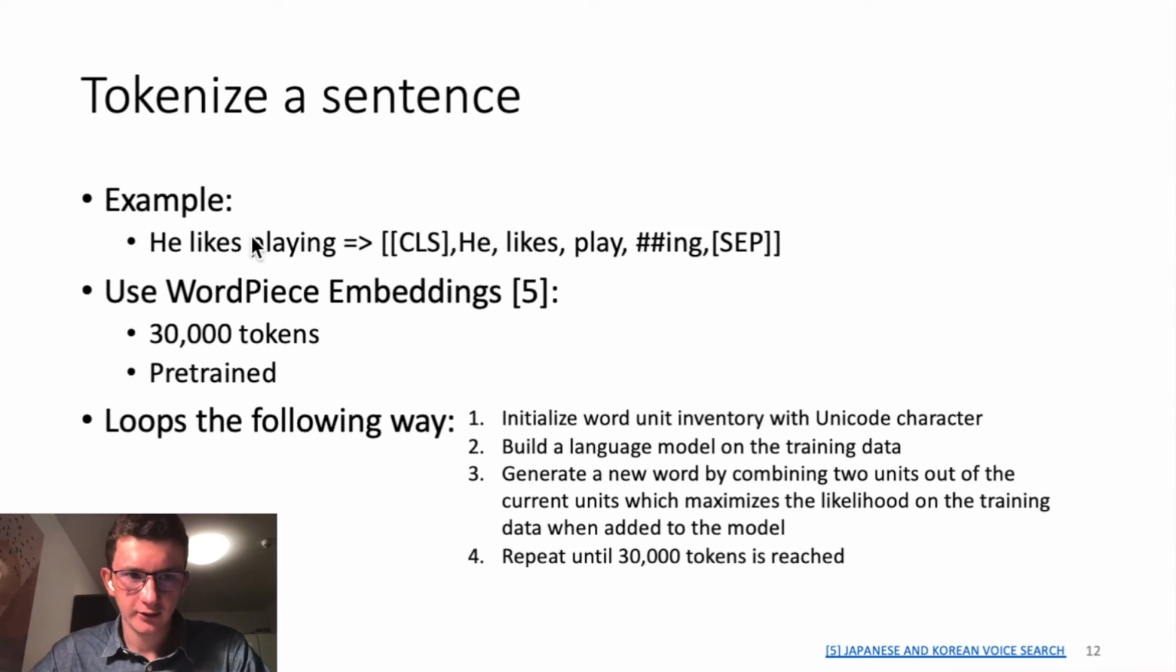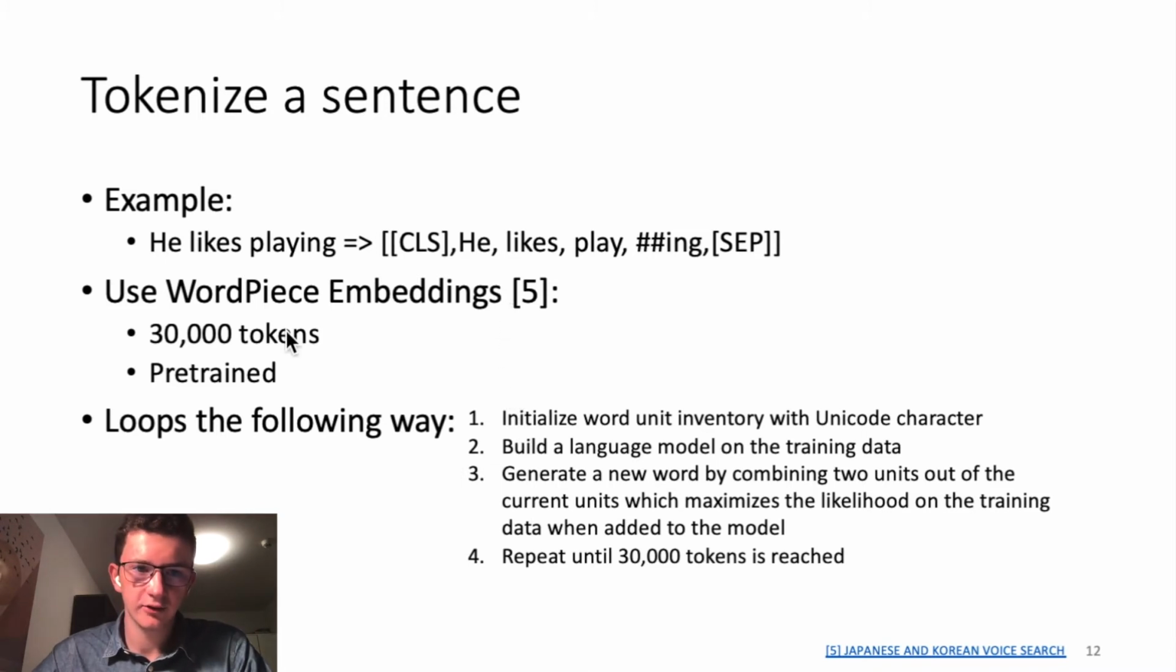For example, if you would like to tokenize "he likes playing", we always first set the CLS token, then "he". It's one of 30,000 tokens, because we learned exactly 30,000 tokens. How do we learn them? We use something very similar to byte-pair encoding. It's called word-piece embedding, and it's also quite a powerful idea, but it's also heavily pre-trained, and then we have 30,000 tokens.